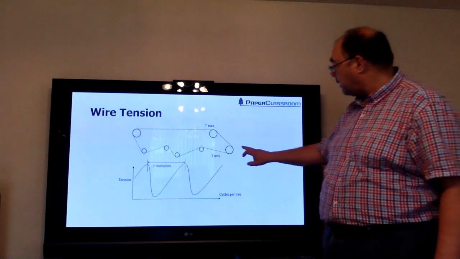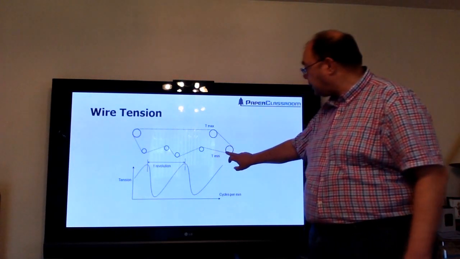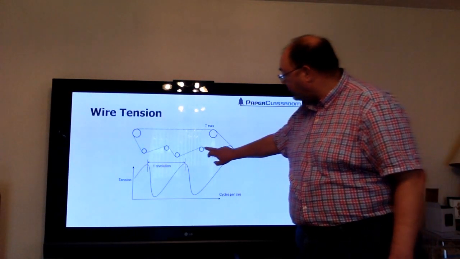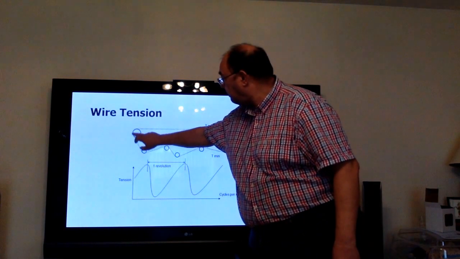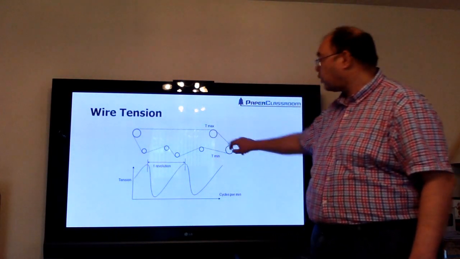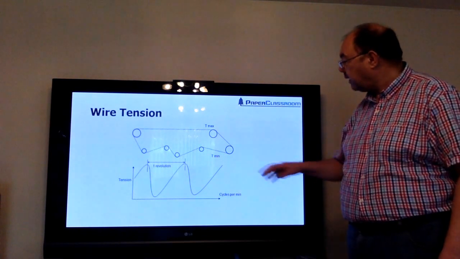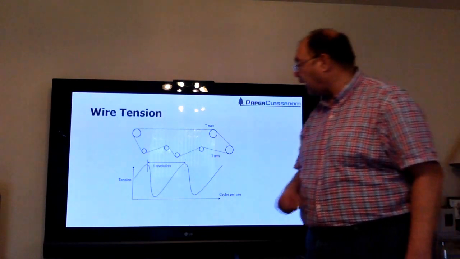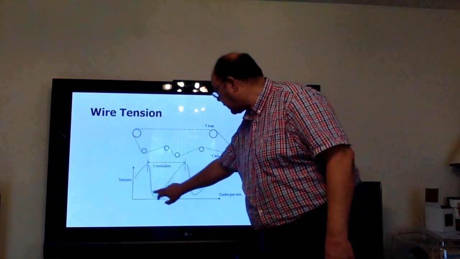So the truth is, this is the lowest point in tension, and as you travel around the machine, the tension gradually increases. And if you were to draw that as a graph, this is exactly what you're going to see.